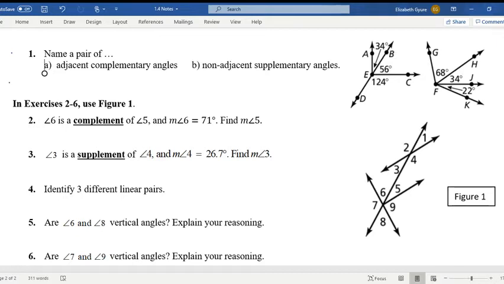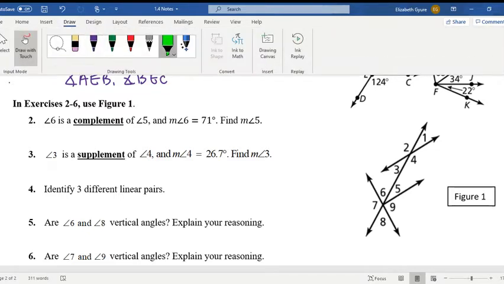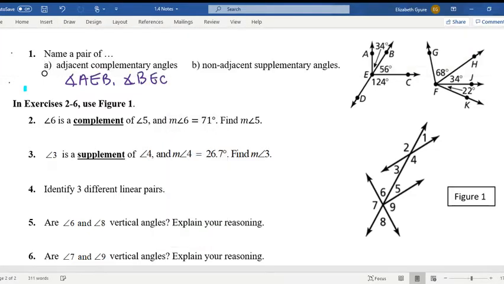So that would be angle AEB and angle BEC. And then for this next one in here, if you're having trouble identifying them, let's highlight it too. So that's this angle here and this angle here.